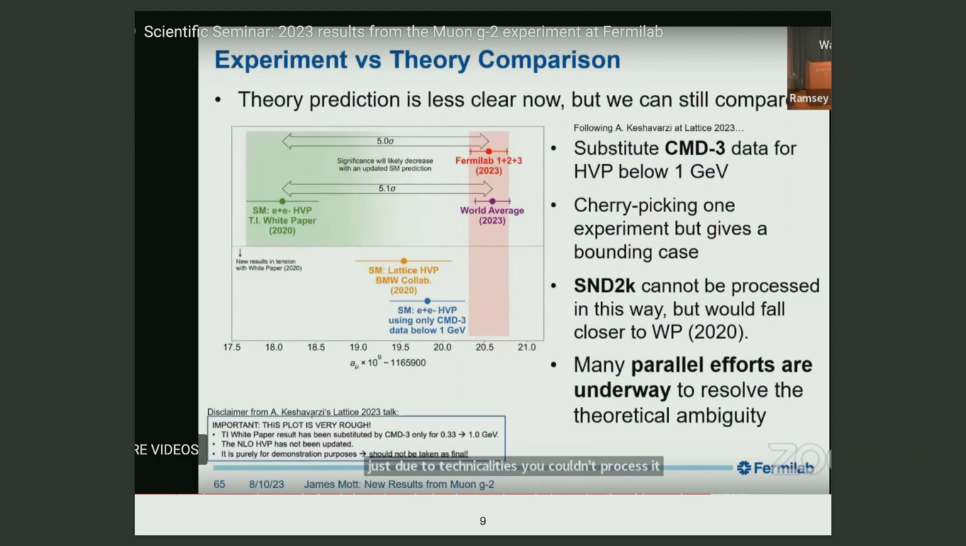So the whole object now is to improve errors, both on the lattice side and the data-driven side, and again, come to a consensus value for the standard model and compare to experiment, hopefully in another couple of years by the time the experiment announces their final result at Fermilab.